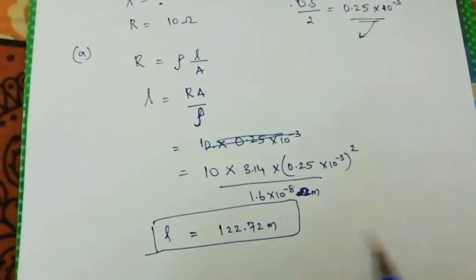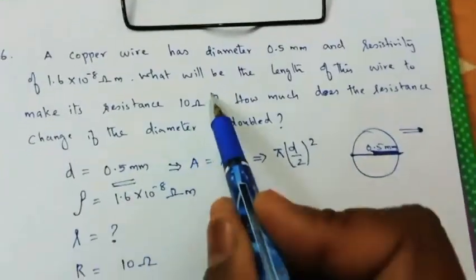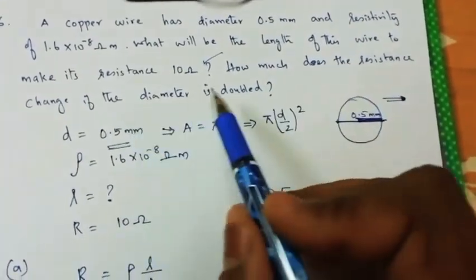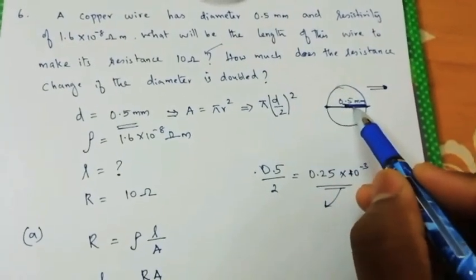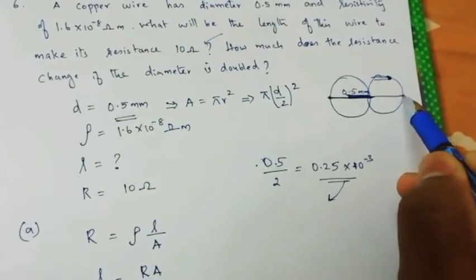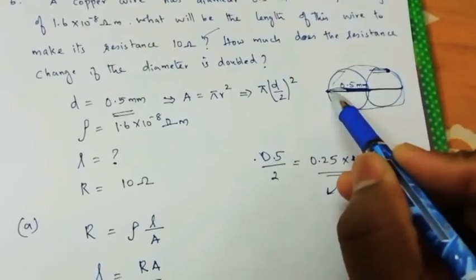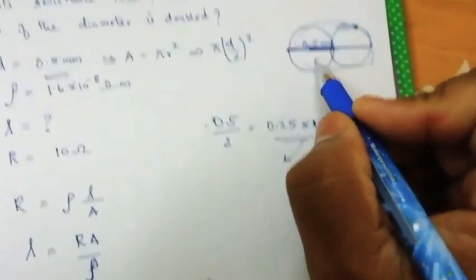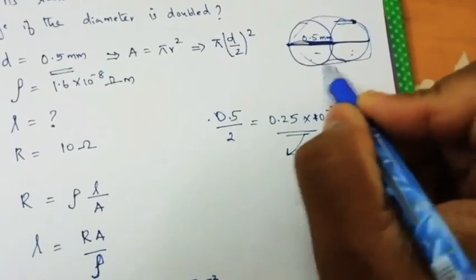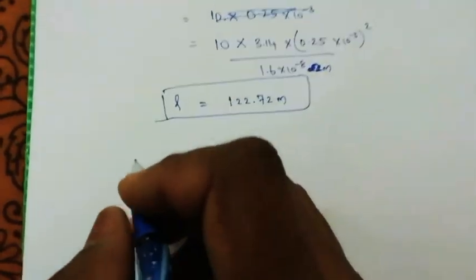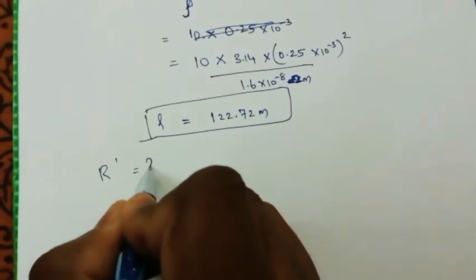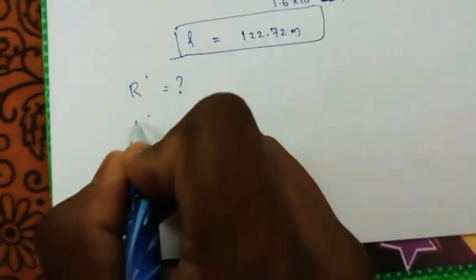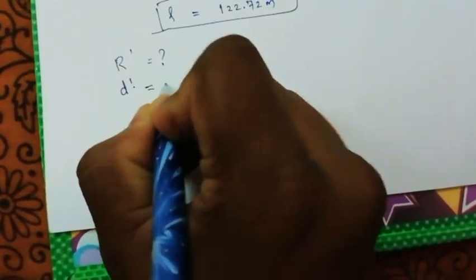Okay, this is over. Then what they are asking is: how much does the resistance change if the diameter is doubled? Doubled means it becomes 2, right? So not 1D, it becomes 2D. Clear? So we find the resistance, and we write the new diameter as D dash is equal to 2D.